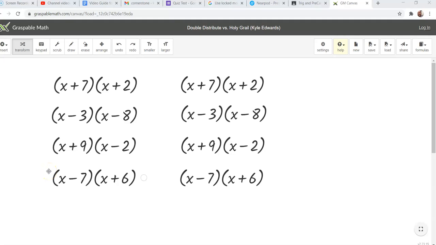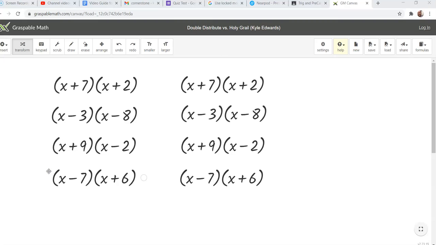Okay, so Algebra 2, now that we know when to use the Holy Grail, let's actually look at it. What is the Holy Grail? Okay, so again, we did GCF, greatest common factor, which was doing the distributive property backwards. We saw that with our last Nearpod. This one is doing the double distributive property backwards. I don't know what you call it.